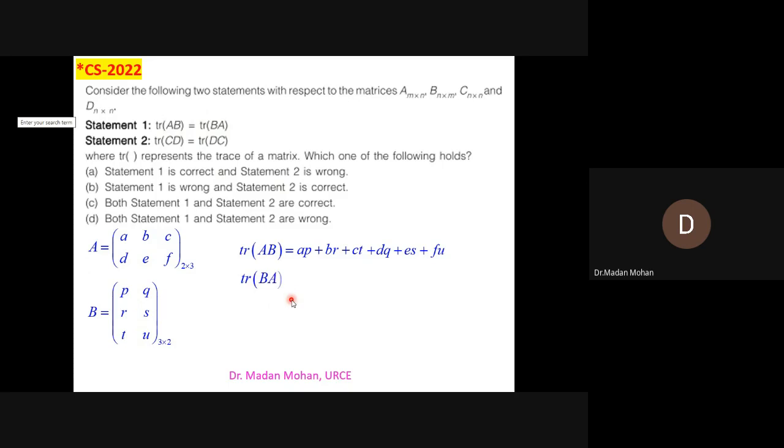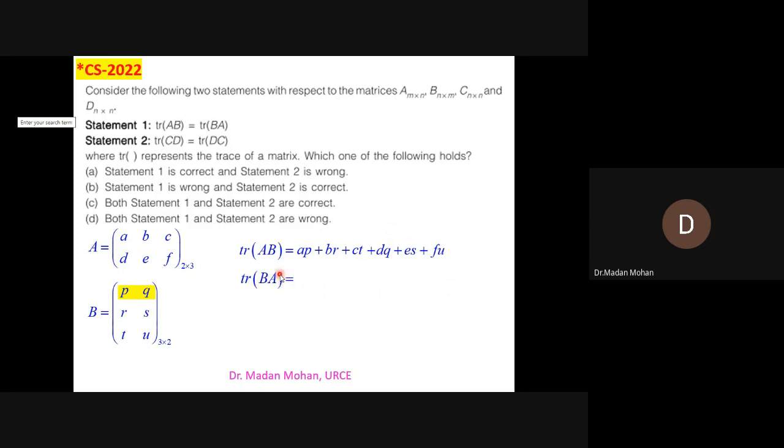Trace of BA. Okay. Now to calculate BA, what is the order of BA? Please tell me. 3 cross 3. Therefore, I need to add 3 elements. Previously 2 elements, now 3 elements. Those 3 elements are the 1,1, 2,2, and 3,3 elements: A11, A22, A33.